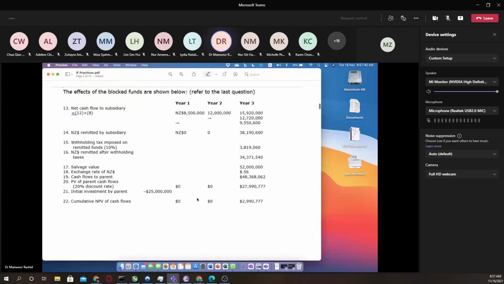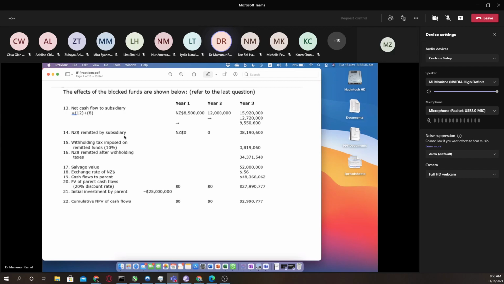So you have net cash flow to subsidiary. You have calculated that this is 8.5, 12, and 15.92. Then you have investments that you are planning to do, and these are 6% investments. So the year 1 investment will be invested for 2 years, year 2 and year 3. The year 2 investment will be invested for 1 year, which is for year 3 only. And the year 3 investment will not grow, it will be as it is, 15.92. They have shown year 1 at the bottom, year 2 second, and the first one is year 3.